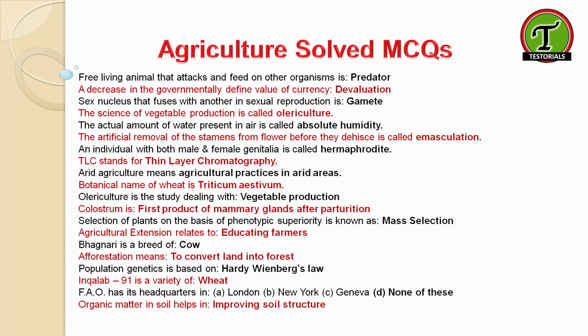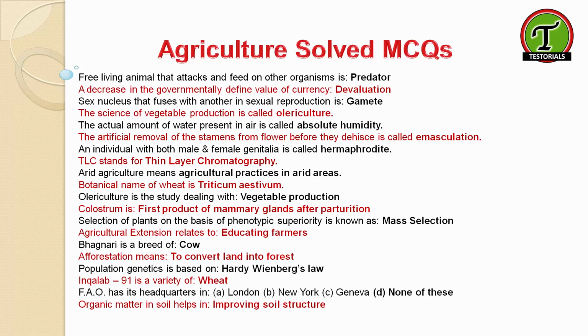44. The science of vegetable production is called olericulture. 45. The actual amount of water present in air is called absolute humidity. 46. The artificial removal of the stamens from flower before they dehisce is called emasculation. 47. An individual with both male and female genitalia is called hermaphrodite. 48. TLC stands for thin layer chromatography.